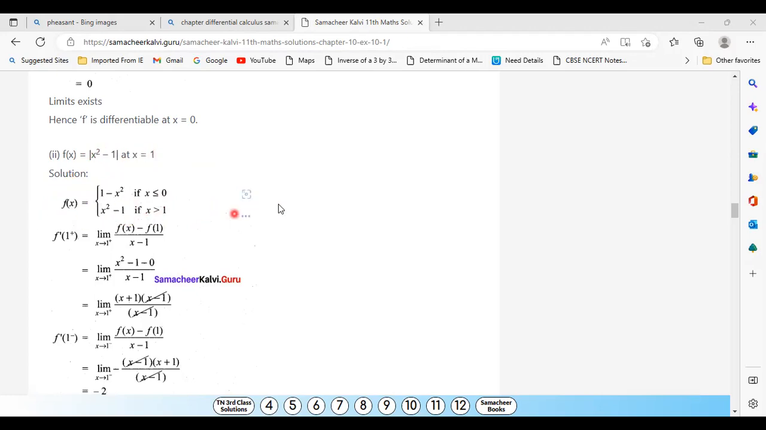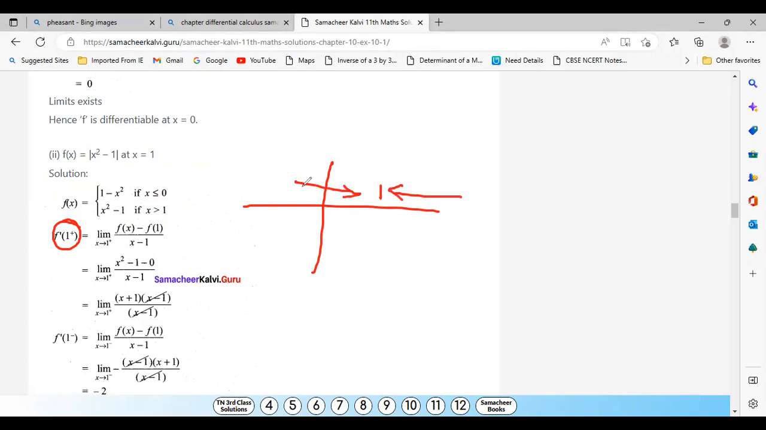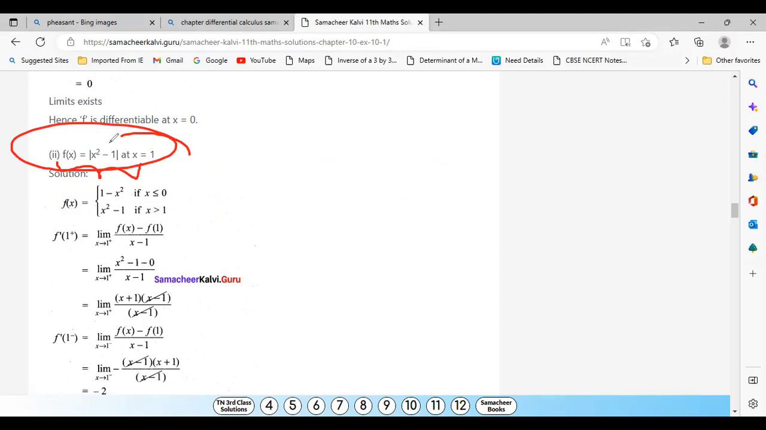So what do we have to do? You have to check the values for 1 from the right hand side and 1 from the left hand side, which means you're just going to approach 1 from left and right. From the right, it is considered as f dash of 1 plus, and from the left, it is considered as f dash of 1 minus. Do you understand? So you are just going to approach this function from the left and right.